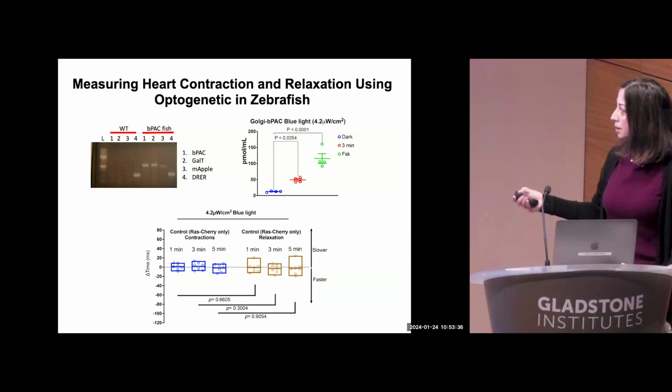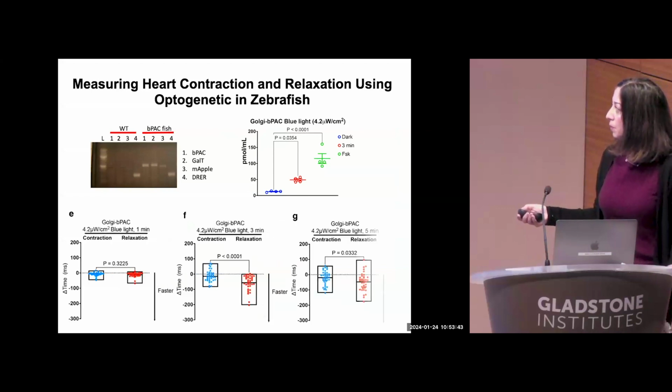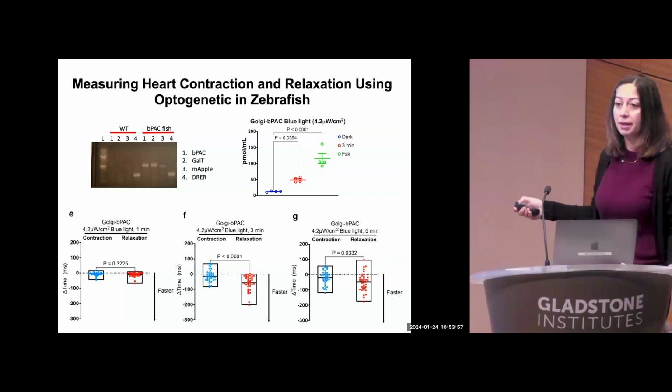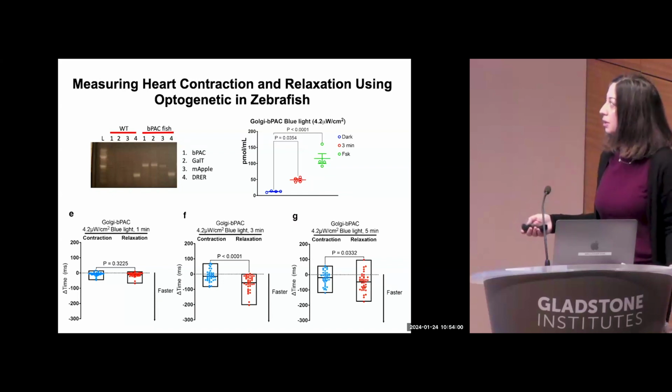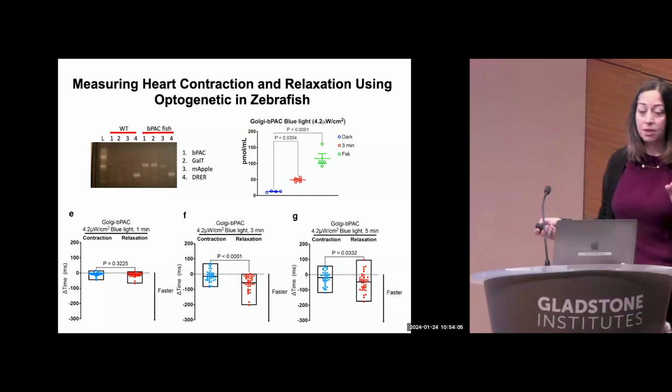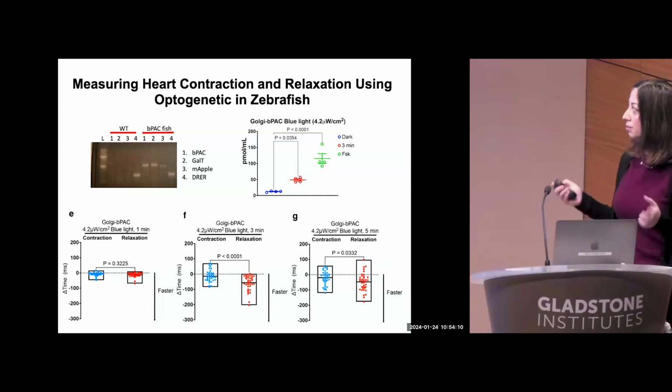In the zebrafish that doesn't express the sensor, there are no changes with this regimen of blue light illumination. But when we use this Golgi-targeted bPAC fish and stimulate it for 3 minutes at the physiological level, you see a faster relaxation time without significantly changing the contraction. As you saturate the cyclic AMP level, both contraction and relaxation increase, again suggesting that this local generation of cyclic AMP at the physiological level is important to give rise to precise control of this phenomenon.